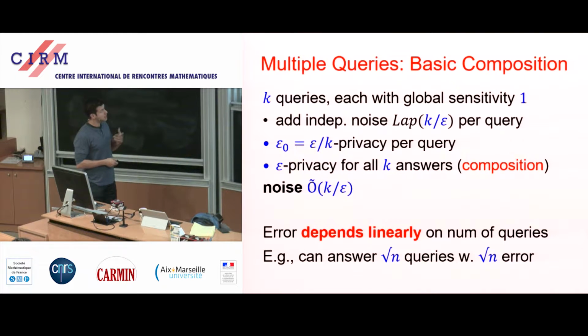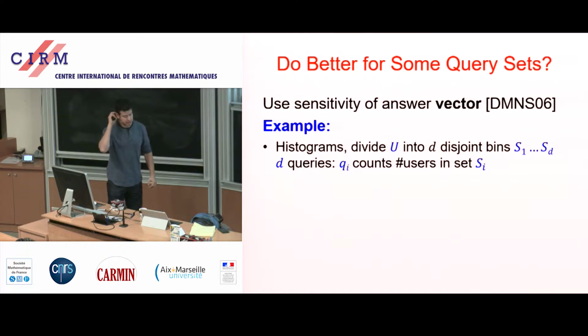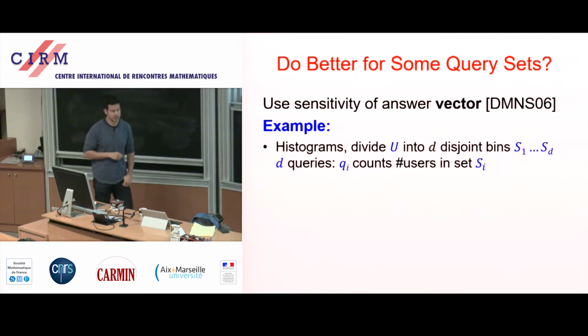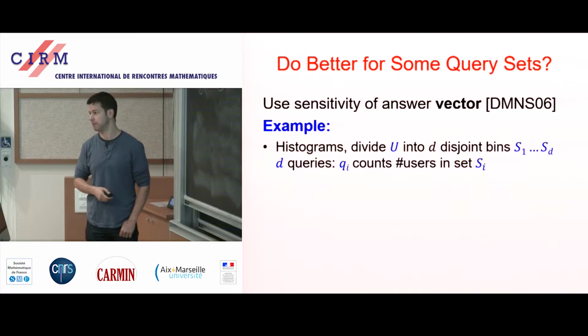Okay. So that's for independent queries. We can do better for particular sets of queries. One example I did want to bring up, even if briefly, because I think it's very cool, is histograms. So we have this data universe, the universe of all possible people. Suppose we're measuring annual incomes. And we separate the universe into D disjoint bins, say income brackets, S1 up to SD. And we want to know approximately how many people in our data set fall into each bin. Those are called histogram queries.